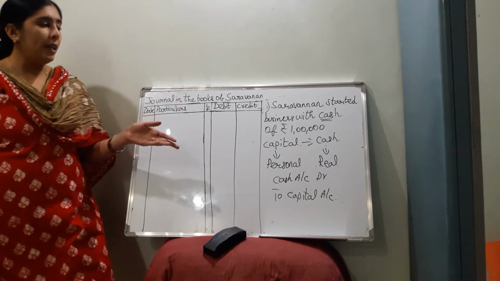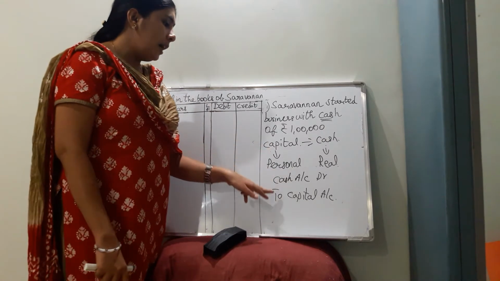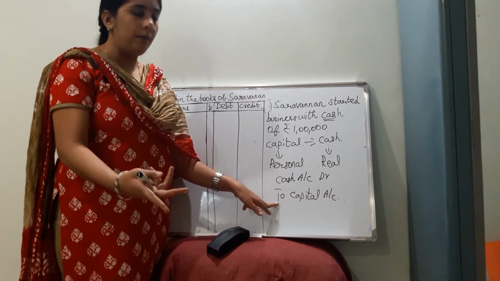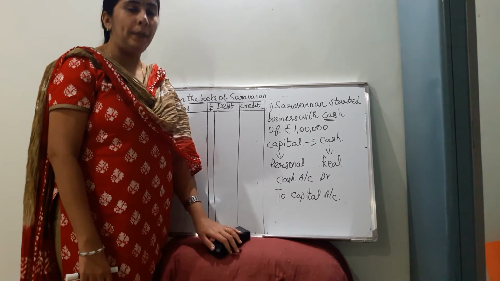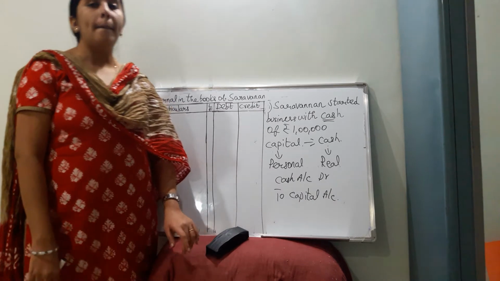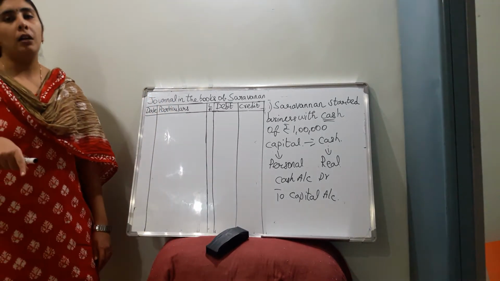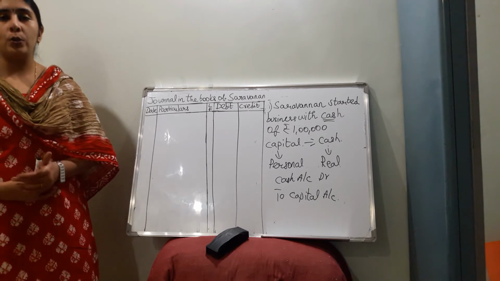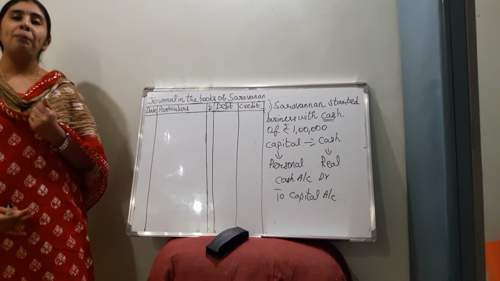Okay, so both we are applying here. Capital account: as Saravanan invested money into the business, he is the giver, hence we have to credit the capital account. And what comes into the business? Cash comes into the business. So the rule for real account, because cash is a real account, is debit what comes in, credit what goes out. Here cash comes into the business.